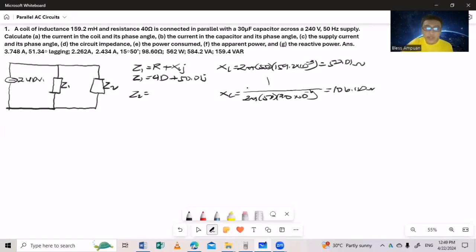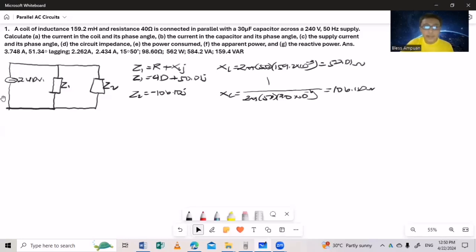ohms. So therefore, our Z sub 1 is an RL circuit, wherein we have a resistance and inductance. So this is an RL, while the Z sub 2 is a pure capacitive. So it involves only capacitance. So again, this is negative 106.10 j.